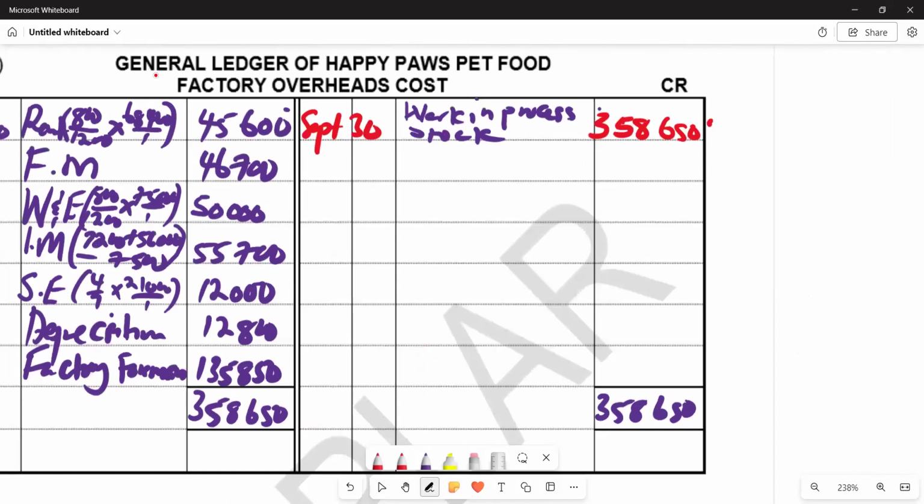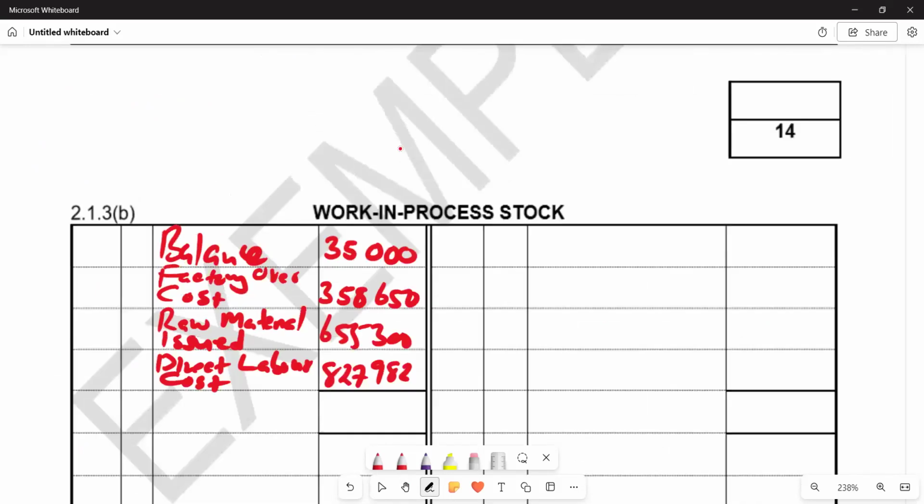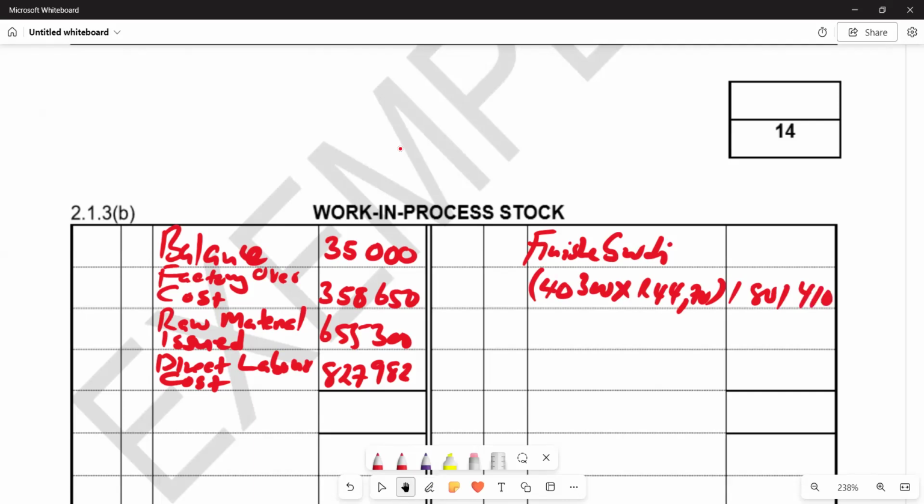So on the credit side now we are saying finished goods. And the calculation that we have there is 40,300, then we multiply by 44.70. And then the total figure is 1,801,410. So this is what we have.